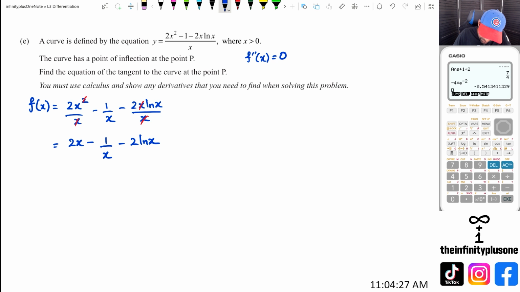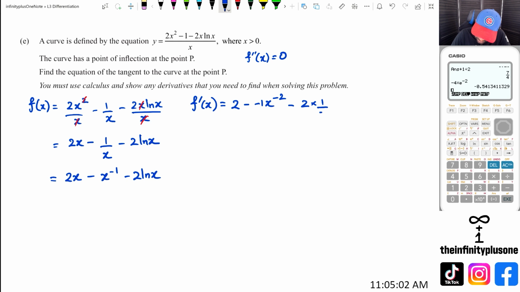So when I do f dash of x, 2 differentiates to just 2. Minus 1 over x, when I differentiate it, let's actually do this extra step here so you can see why I do this. I'm going to bring x to the numerator, which is x to the power of negative 1, minus 2 ln of x. All right. So now when we differentiate x to the power of negative 1, we're going to get negative 1 in the front, x to the power of negative 2, minus 2 times 1 over x.